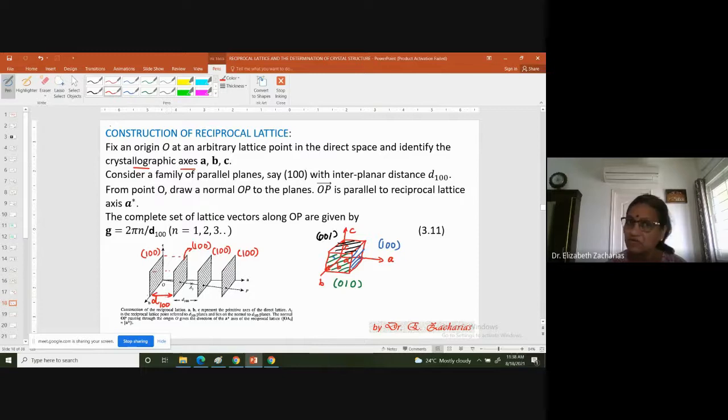D100 need not be A. D100 will be equal to A only if A, B, C are mutually perpendicular. Are you following what I'm saying? You can see the A axis is not the same as the normal. OP is a normal. Are you able to see here?